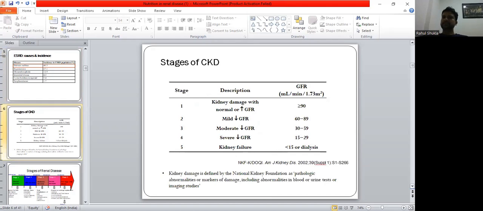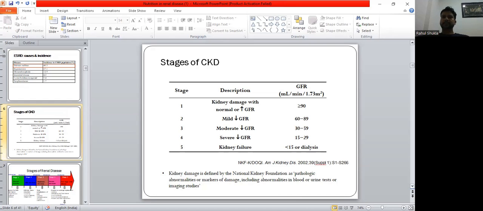Then coming to the stages of CKD, based on GFR, the stages have been divided into five parts. If there is structural and functional abnormality and GFR is more than 90, then it's known as stage 1. Then stage 2 is a mild decrease in GFR, 60 to 89. Then stage 3 is from 30 to 59 ml per minute per 1.73 meters square of GFR. Then stage 4 is characterized by GFR of 15 to 29. And if the GFR is less than 15, that means it is stage 5, requiring dialysis.